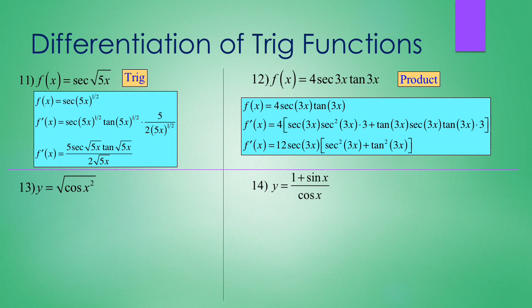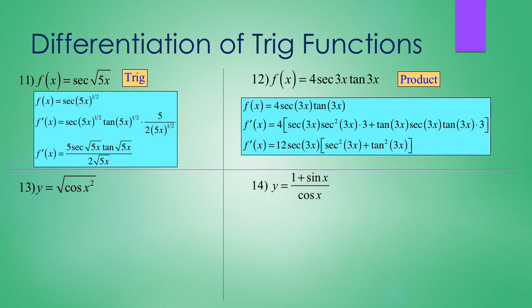Number 12 reads f of x equals 4 secant of 3x, tangent 3x. First step is to rewrite with parentheses. To take the derivative, we'll take the 4 to the outside and then use the product rule. So we get secant of 3x times the derivative of the tangent function, which is secant squared of 3x, times 3, plus the tangent of 3x times the derivative of secant, which is secant of 3x, tangent of 3x, times 3.